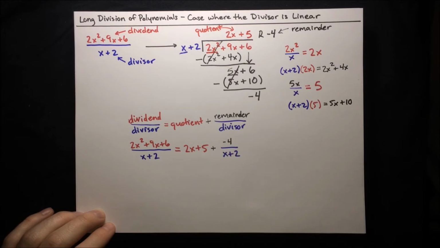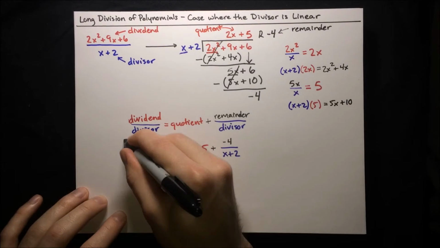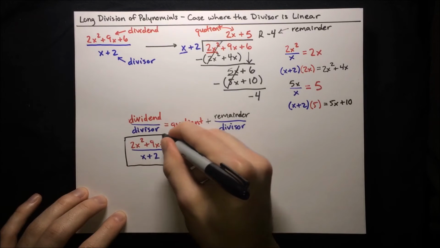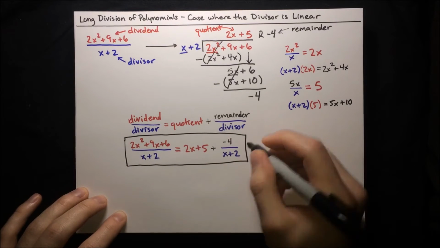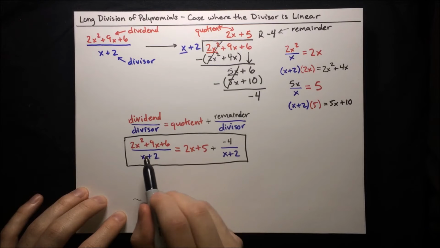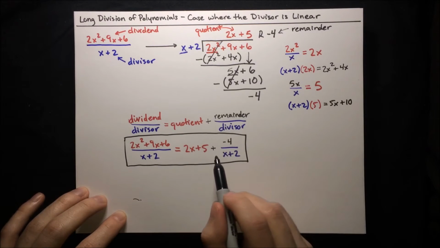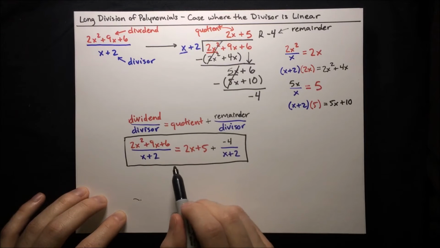So this here is our conclusion of our long division process. This is our result right here. This is our answer. 2x squared plus 9x plus 6 divided by x plus 2 is 2x plus 5 plus -4 over x plus 2. That's our result. And we can check that result just to make sure it's right.